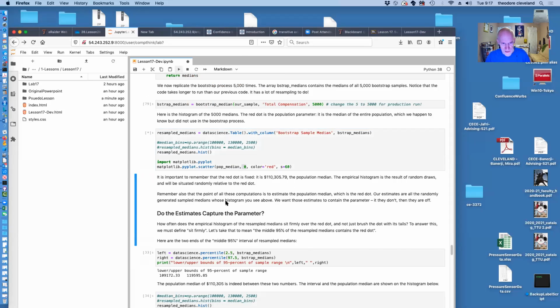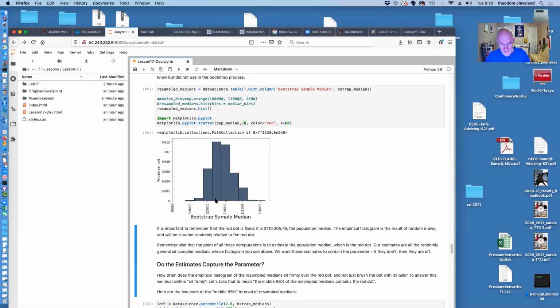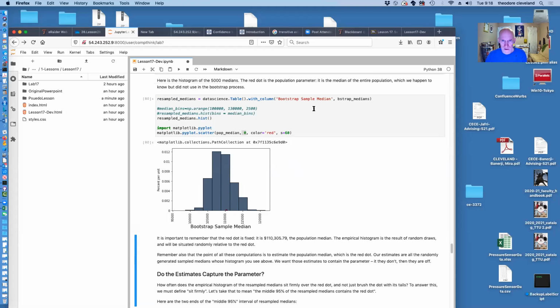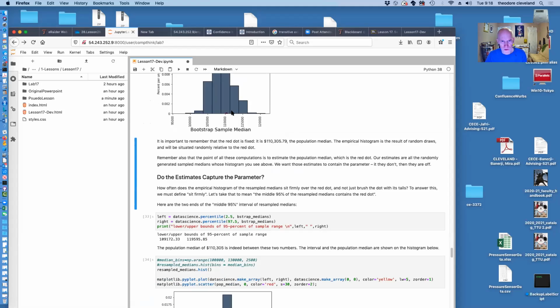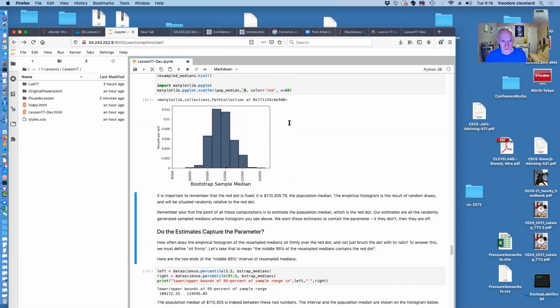So we generate that, and here's our 5,000 resamples. And now we have some idea of the variability. So the population median lies somewhere between 100,000 and 120,000. And we actually have the ability to somewhat quantify that. So it's important to remember this red dot here is fixed. It's the population median, and the empirical histogram is the result of random draws and will be situated randomly with respect to the red dot.